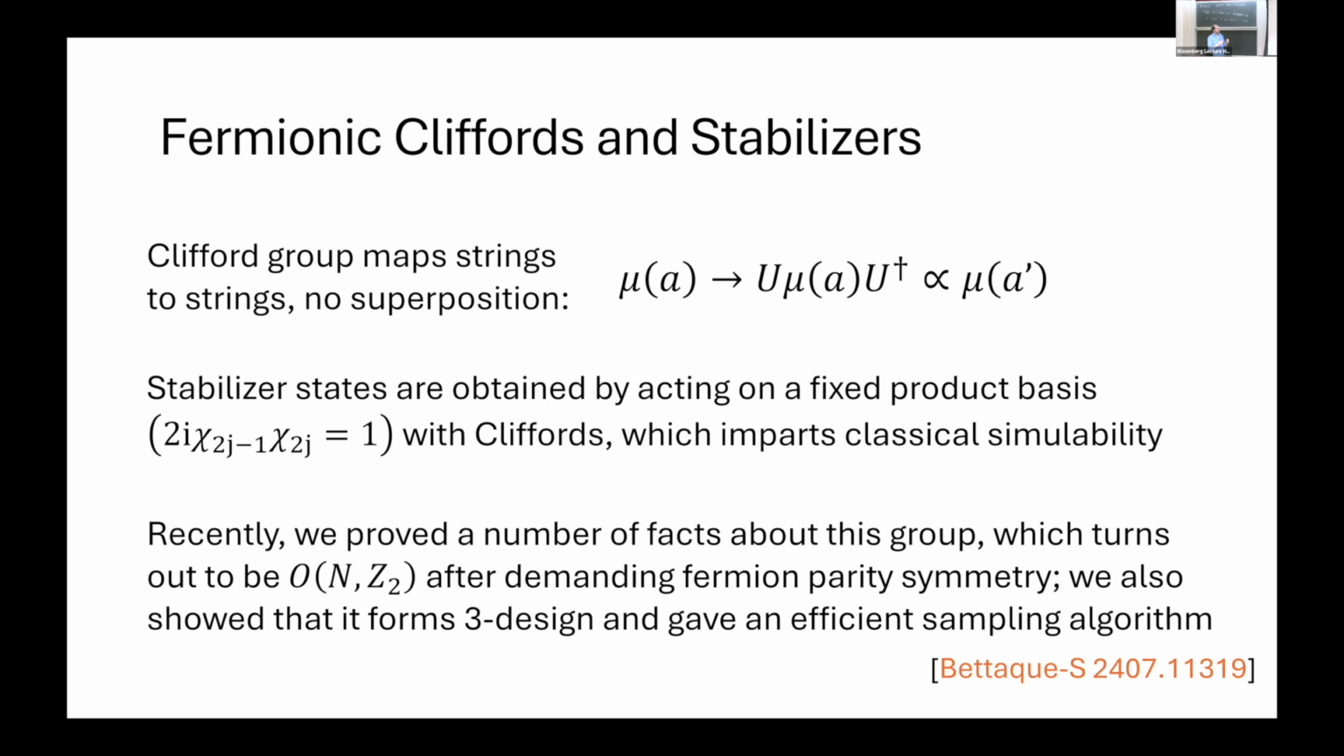Now we can define a preferred set of states, the stabilizer states, by starting with some fixed special state, say a state where the fermion parities are equal in pairs to 1. This is the analog of the all-zero state or the all-up state for a bunch of spins. Then we take this initial state and act with any Clifford unitary on it. That produces the set of pure stabilizer states.